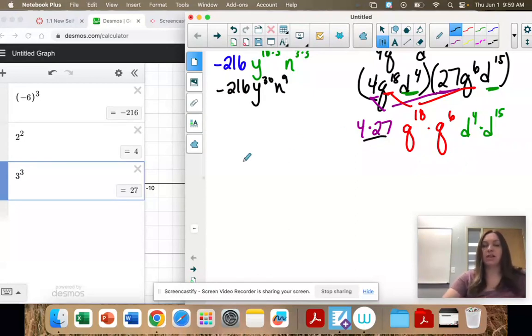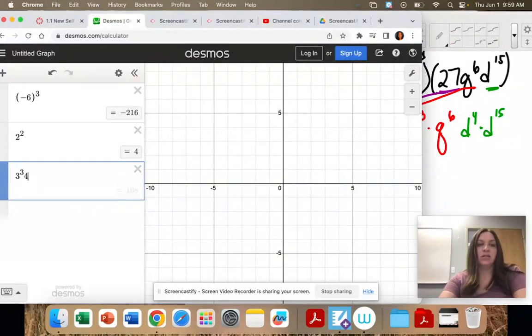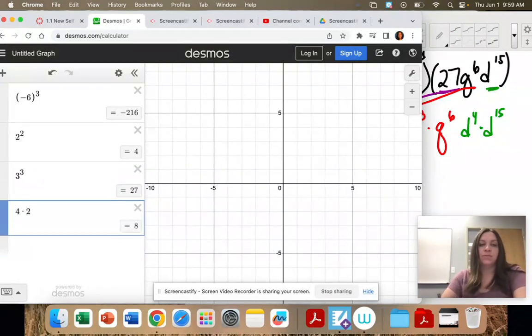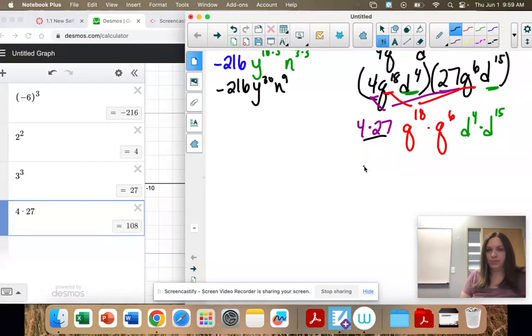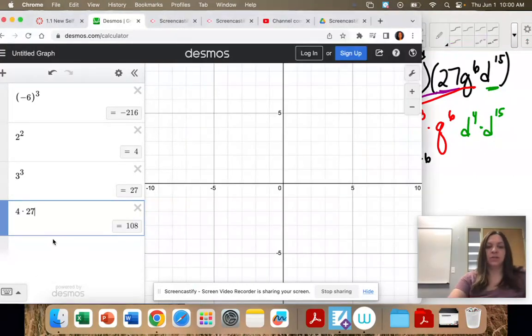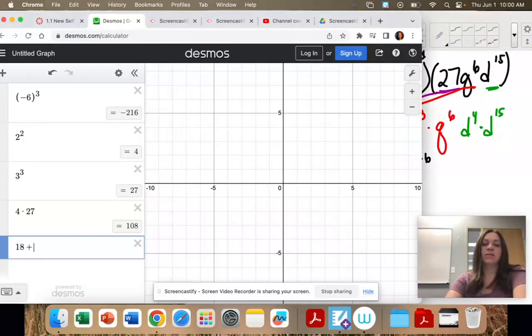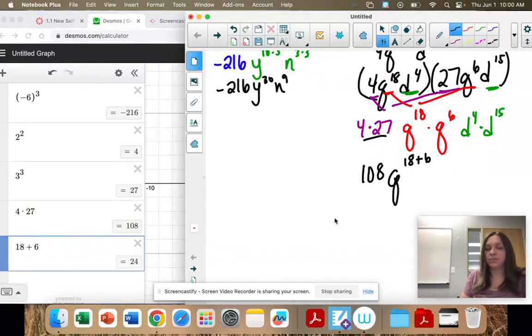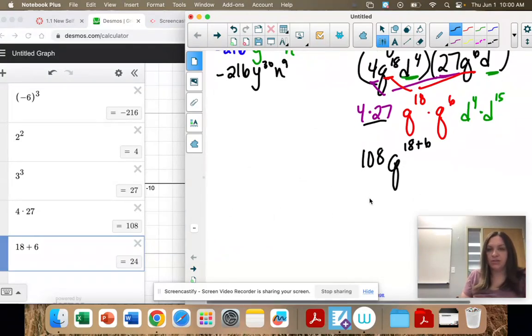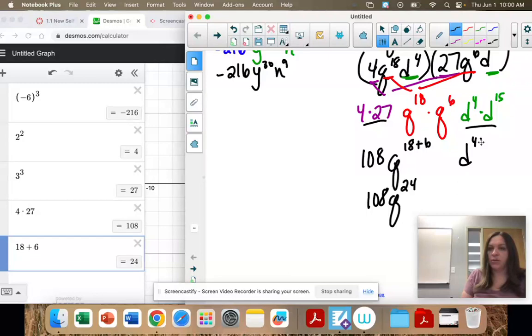So 4 times 27 is 108. But now we're multiplying with the same base, so we would add those. 18 plus 6, which is 24. I'm going to rewrite this. 108 q to the 24, and then our d's here are 4 plus 15, which is 19.